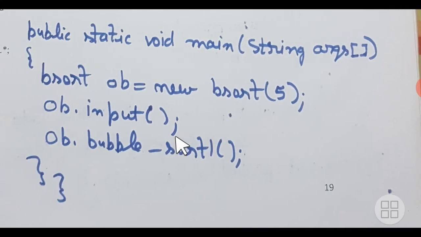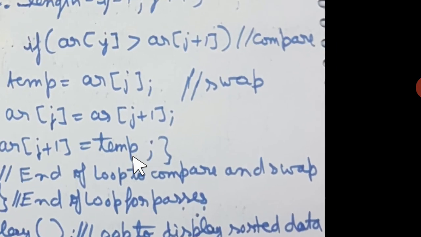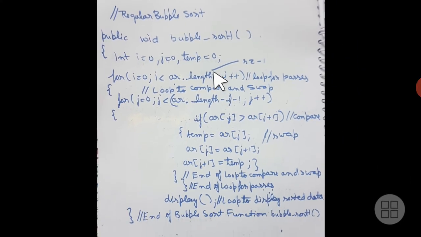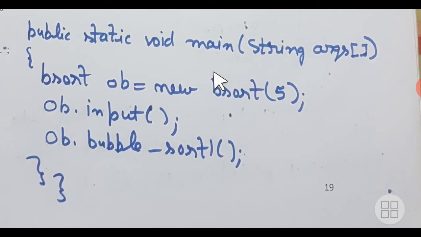Now just see here how the object has been created. Public static void main string args. So inside the main function we create the object: bsort ob equal to new bsort, size is 5. Then we enter the data using ob dot input, and then finally ob dot bubble sort 1 function has been called, because the name of the function I have kept here is bubble_sort_1, since they are all in the same class. Right. So only one main function you will write. I have just shown separate main functions because there were different functions, and I wanted to show you how different functions can be invoked using the object. I hope this concept is clear to you all.